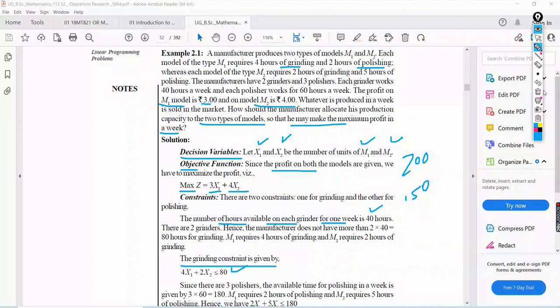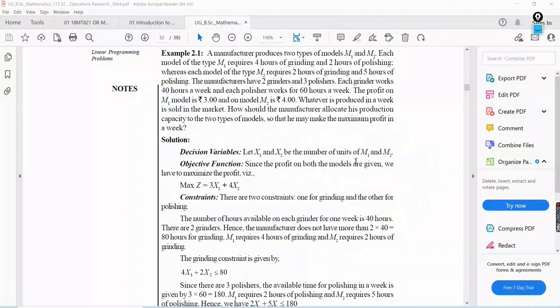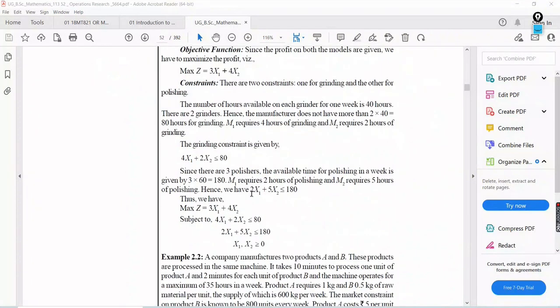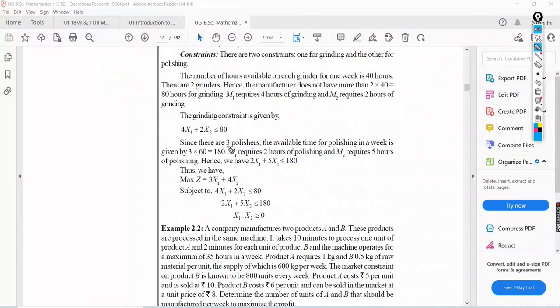Then the other one is the polishing constraint. How many polishers are there? 3 polishers, and their availability in a week is 3 into 60, because in a week 60 hours is there. 3 into 60 is 180. For model 1, 2 hours is required, and for model 2, 5 hours is required. Hence, we have 2x1 plus 5x2 less than or equal to 180.